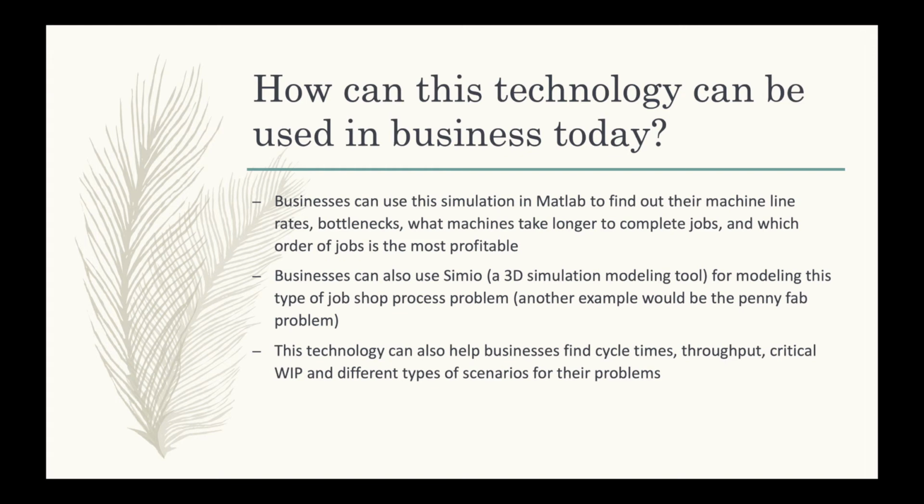Another thing that can be done is the usage of Simio, which is a 3D simulation modeling tool. That one is very helpful in getting a more visual representation of what's going on inside of a company. Another great example with Simio would be the Penny Fab problem. That one shows a lot of different things, such as the throughput, critical WIP, the cycle time, and even the queuing size that is possible, and how much money it will cost you to have so much product inside of WIP and all of that.